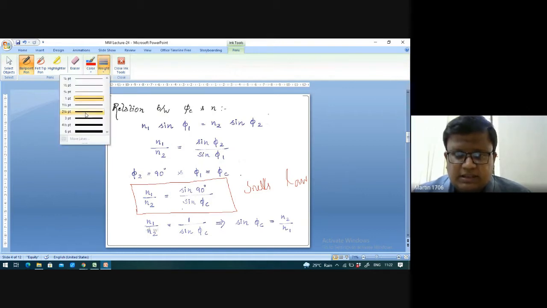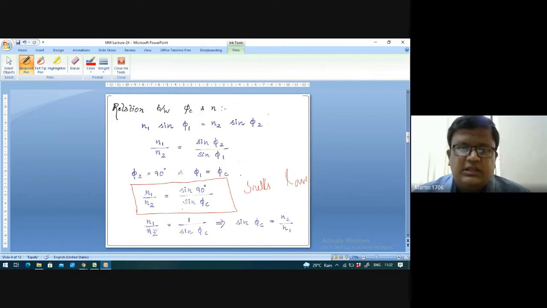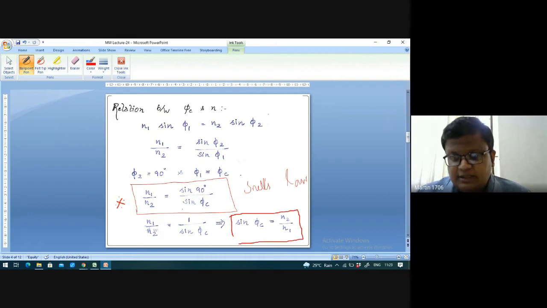By Snell's law, you can see n1 and n2. n1 is the refractive index of the first medium, and n2 is the refractive index of the second medium. Then sine phi 2 divided by sine phi 1. At this condition, in the numerator we are putting 90 degree, so sine 90 is nothing but 1. If I simplify this expression, I will get sine phi c is equal to n2 divided by n1.